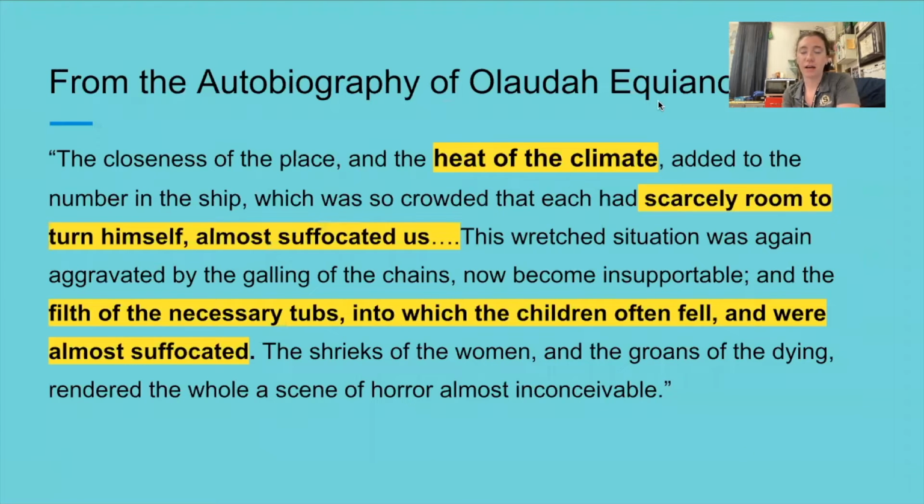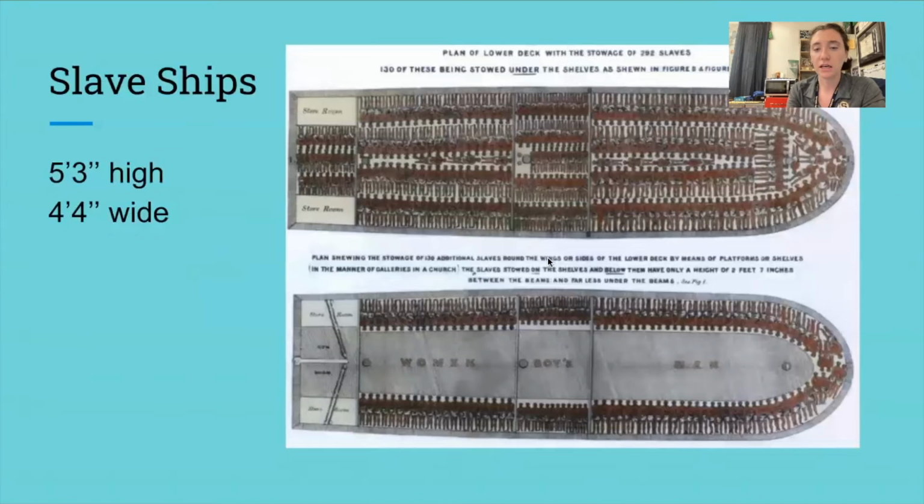So I have the conditions of these people being discussed in this primary source. It's from Olaudah Equiano, who was a former enslaved person who later bought his freedom and then wrote his autobiography talking about conditions on the slave ships. If you'll notice here, they are stacked on top of the other.